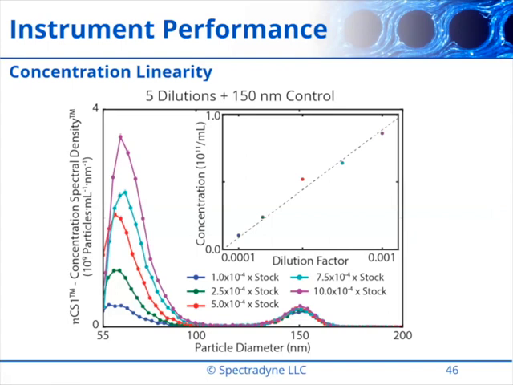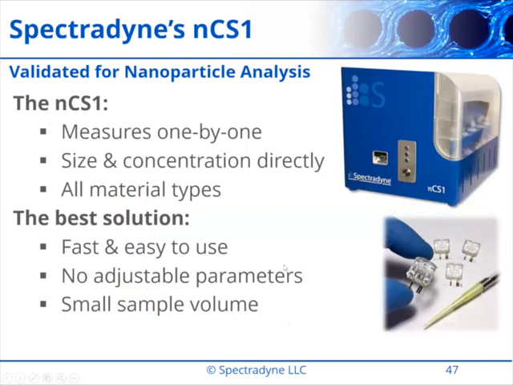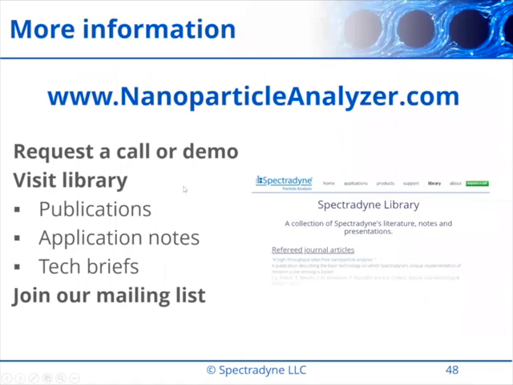Okay, so that's pretty much it for the measurement examples. Just to summarize, the NCS1 measures particles independently, one by one. We can get size and concentration directly on all material types. It's fast and easy to use, no adjustable parameters, quite a small sample volume. We'd love to talk about your application with you. You can get more information on our website. We can do sample measurements if you're willing to send something out. We also often do demos on site.